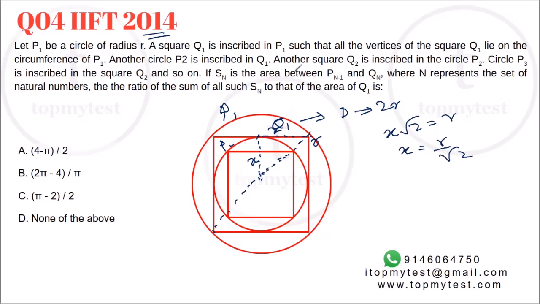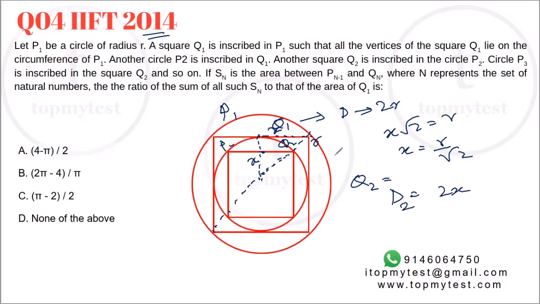Similarly, there is another square Q2 which is inscribed inside P2. By the same relation, for Q2, the diagonal will be twice the smaller radius.